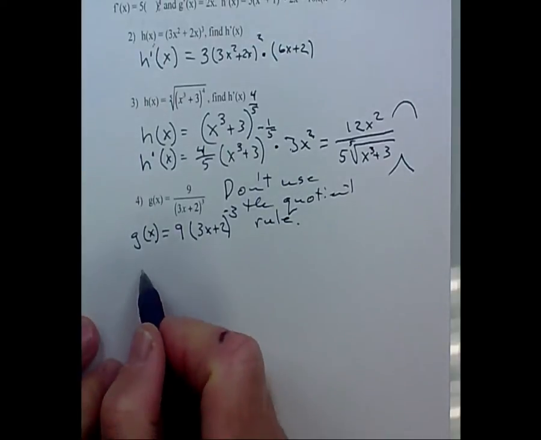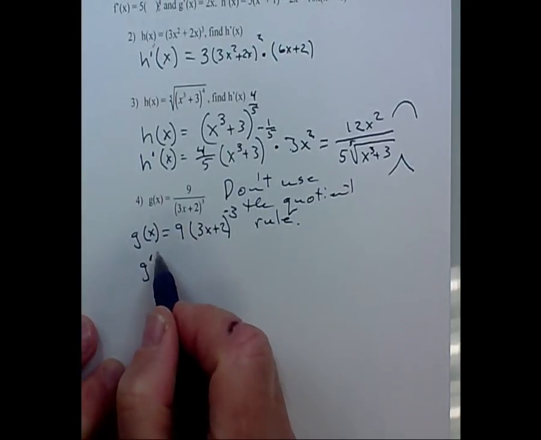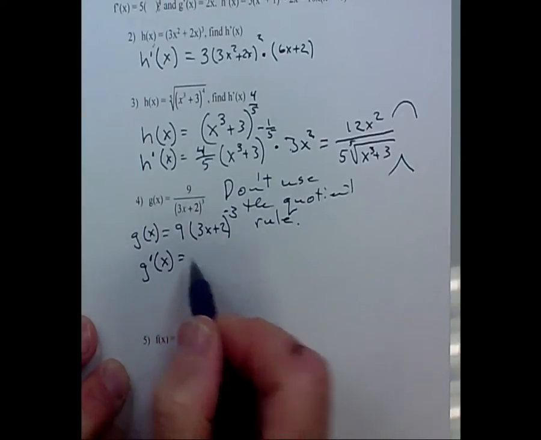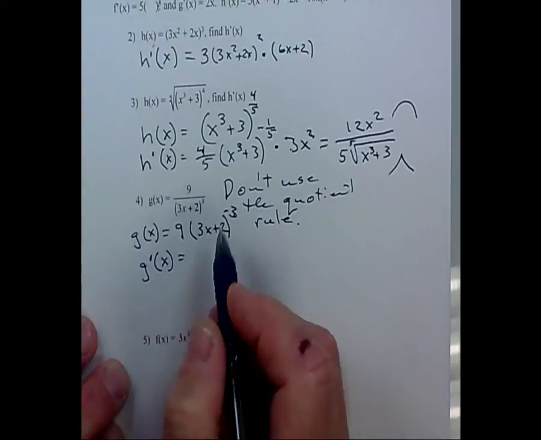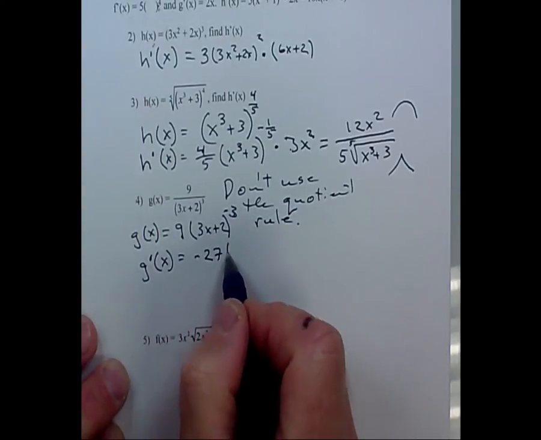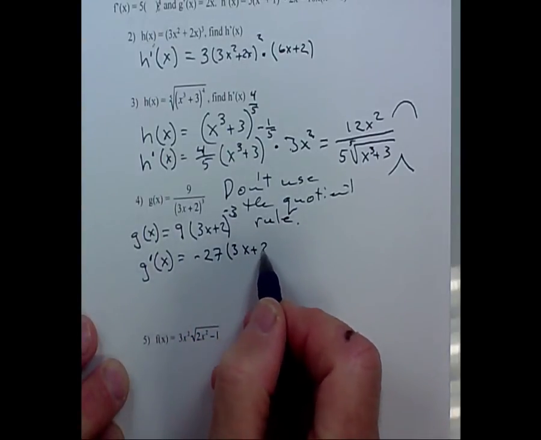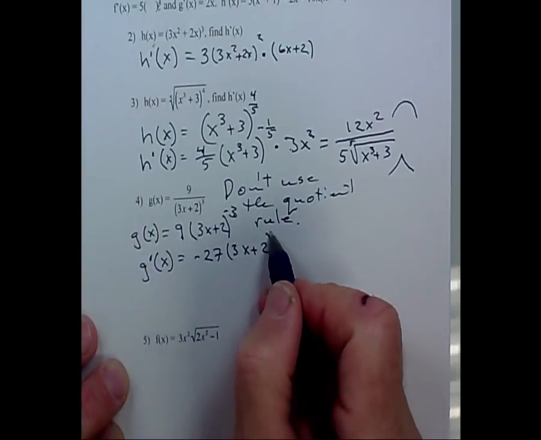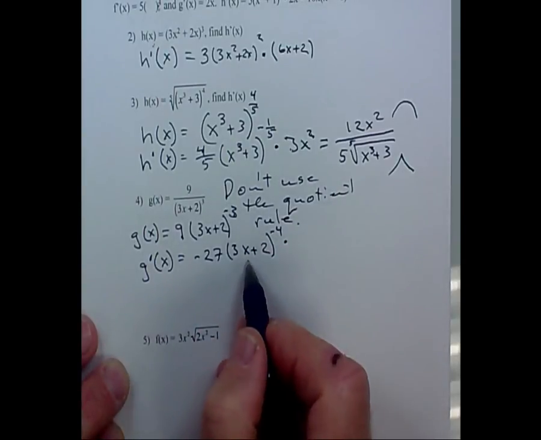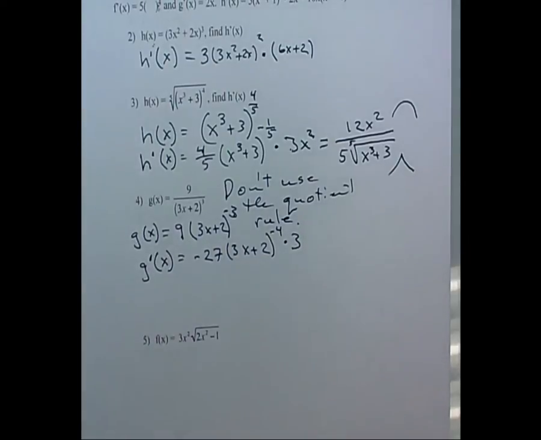And now when I take the derivative, and Alexis is going to help me do that, I'm going to take that -3 times that 9 and get what? -27. A -27. And I've got 3x plus 2, and this is going to become a -4. And then I'm going to multiply by the derivative, and I'm going to have 3. Isn't that a lot quicker than the quotient rule?